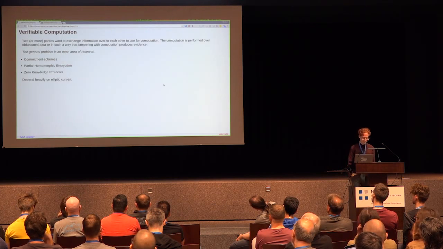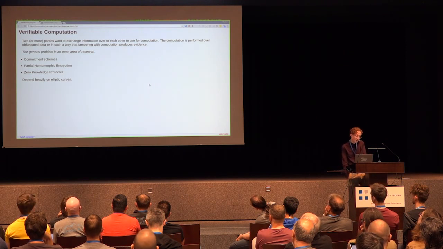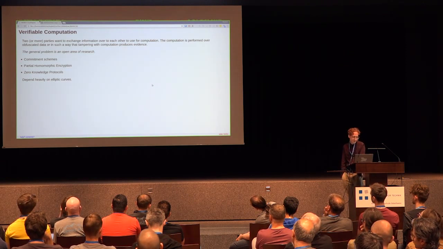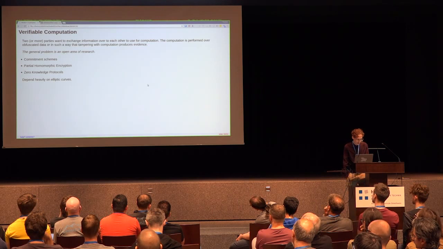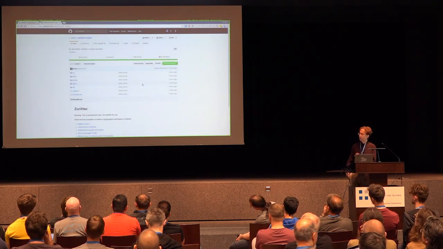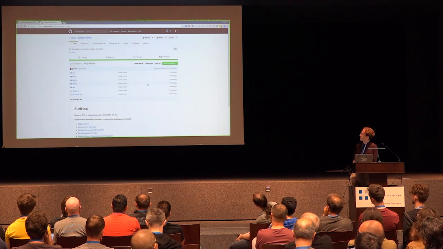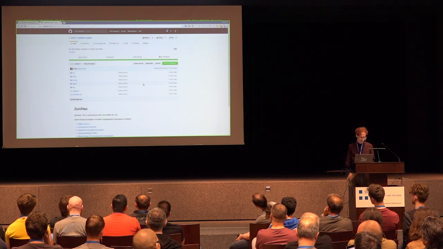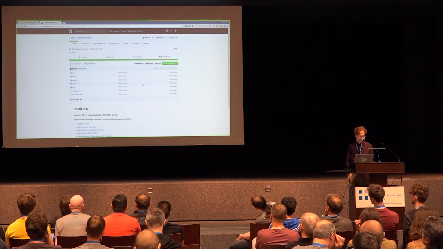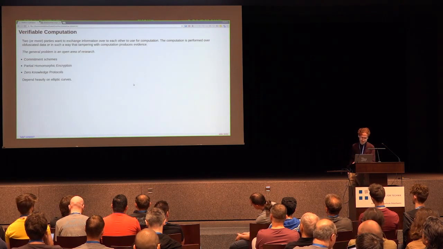Okay, so the three primitives that I'll talk about for building these kinds of systems are commitment schemes, partial homomorphic encryption, and then zero-knowledge protocols. So in the slide here, there's a homomorphic repo, there's a pairing repo, there's a Sigma protocol repo, and then there's a zero-knowledge proof compiler, if you're interested in the full implementation.